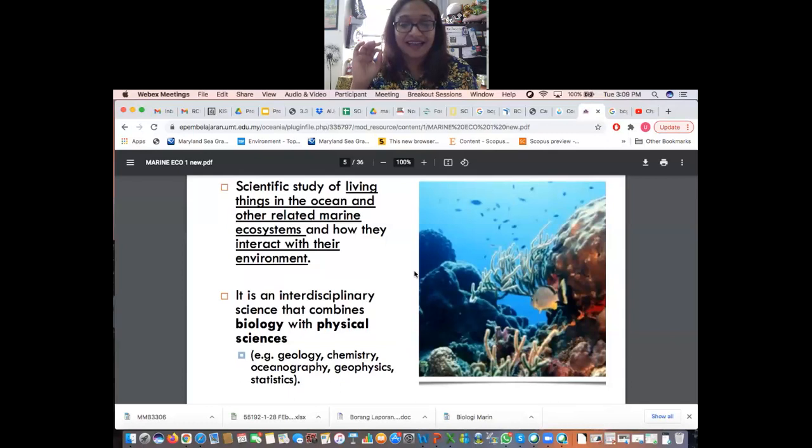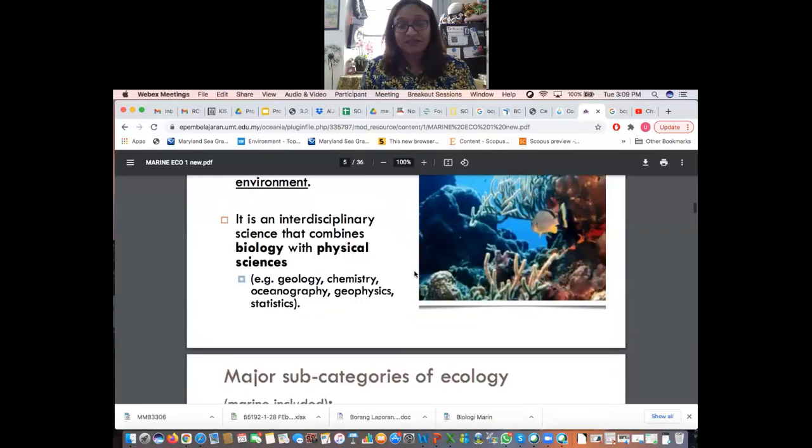And it is an interdisciplinary science that combines, okay, so you know the biology part is going to be the living aspect, the biotic aspect. So the abiotic aspect is all your physical sciences. So of course it looks into the geological aspect, chemistry, oceanography, geophysics, and statistics. So now that I'm playing around with these words, what other aspects of marine ecology can we branch out to?